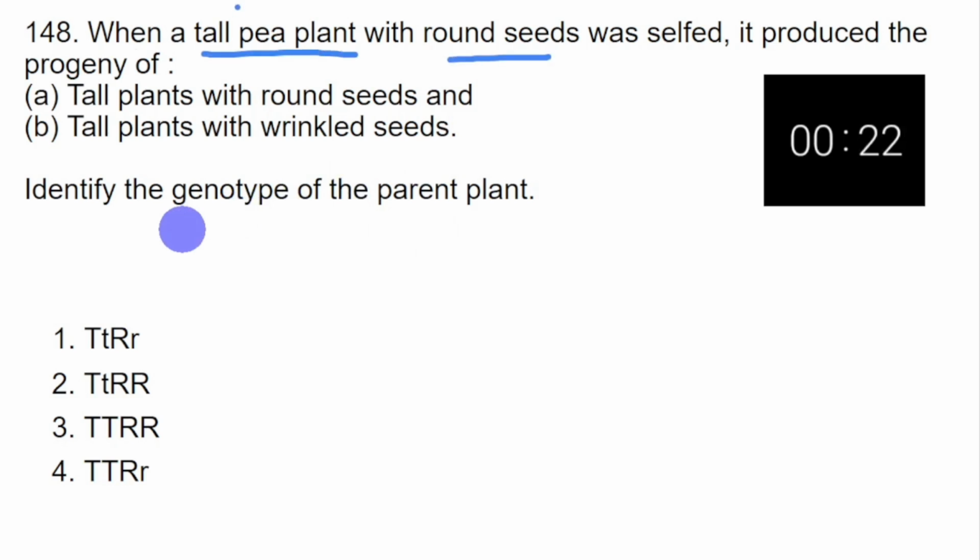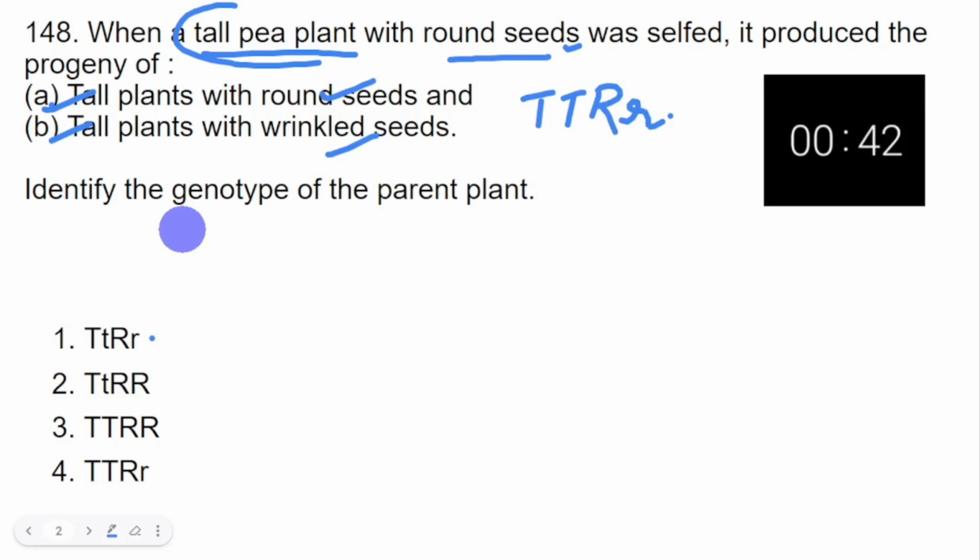So the tall pea plant gave all tall plants. That means for height it is homozygous. And with respect to seed shape, it produced both round seeds and wrinkled seeds, indicating it is heterozygous. So out of this, the answer will be option number 4. Yes.